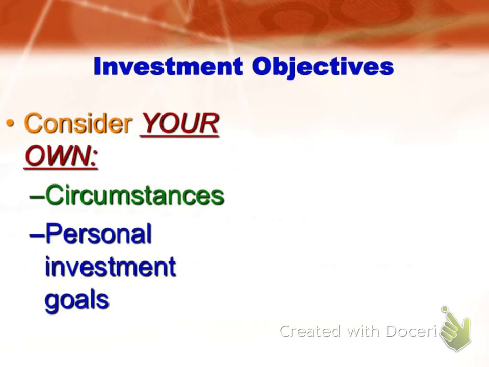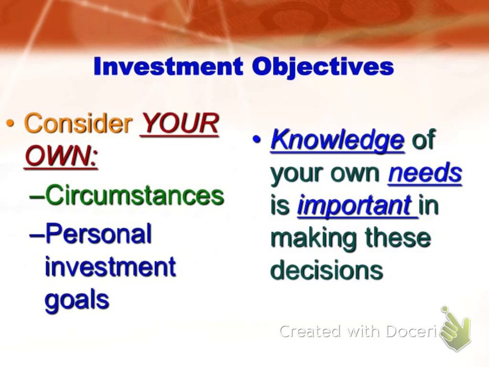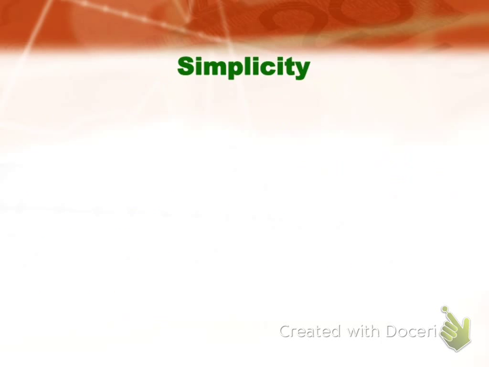What are the investment objectives? Well, you need to consider your own circumstances. What are some of the personal investment goals that you have? Knowledge of your own needs is important in making these decisions. So if you're trying to save enough money for a down payment on a house, then you've got to create some kind of legitimate plan to save that money month to month in a secure environment so that your down payment will be there when you expect it to.